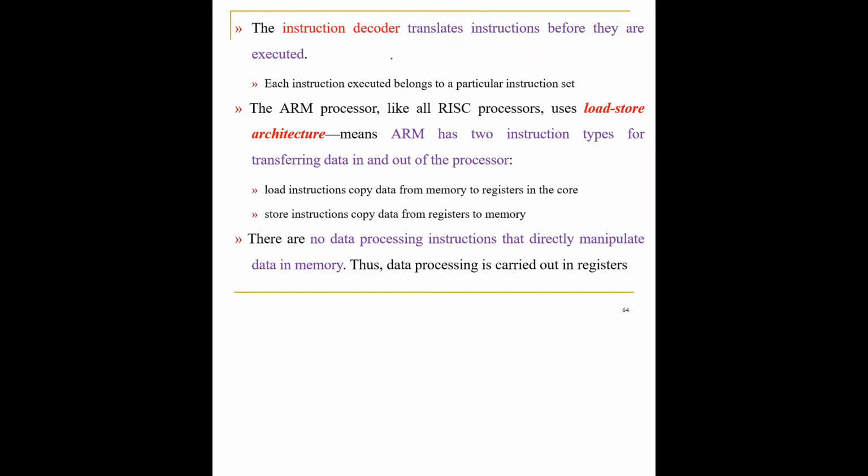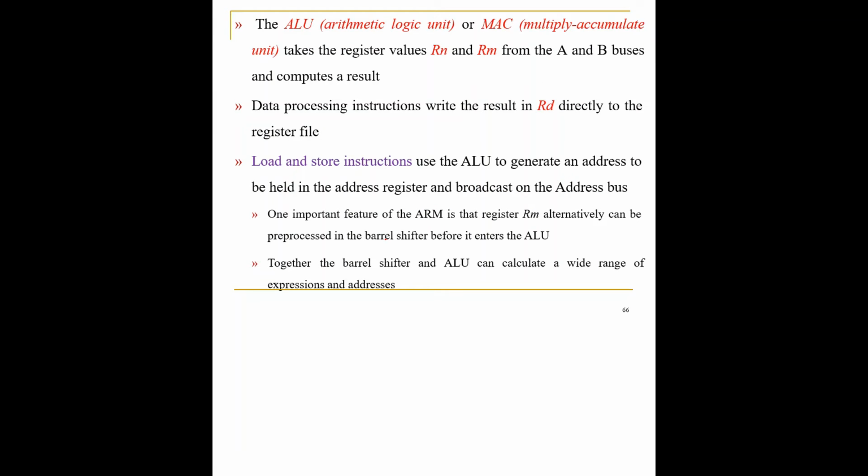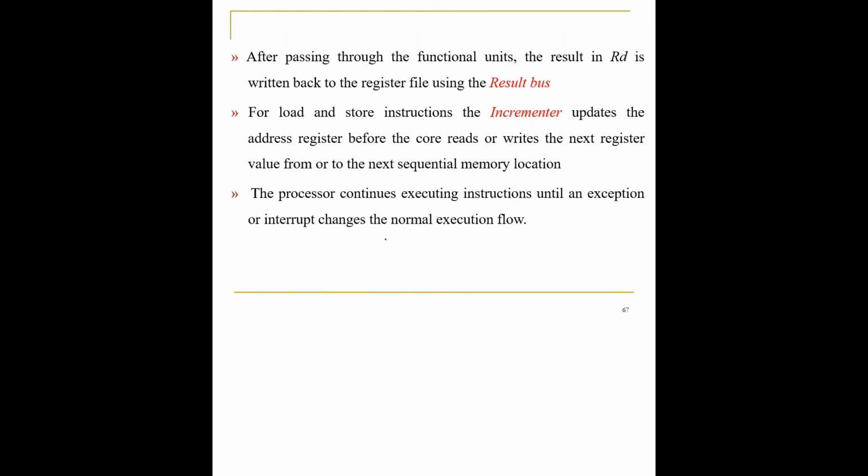See here, the instruction decoder translates the instruction. The ARM processor, like the RISC processor, uses load store architecture. After that, data processing instructions. After that, what are the register files available? What are the destination registers and source registers? What will the arithmetic and logical unit be doing? And what will the load and store instructions be doing after the data has been manipulated? Later, the manipulated data will be moving back to the destination register via the result bus, and from the destination register, it will move back to the memory location.